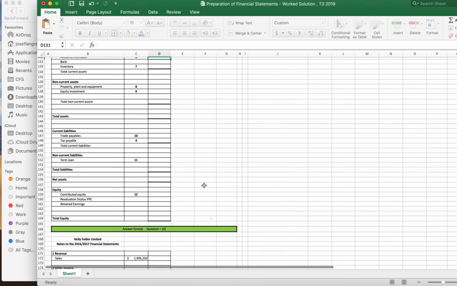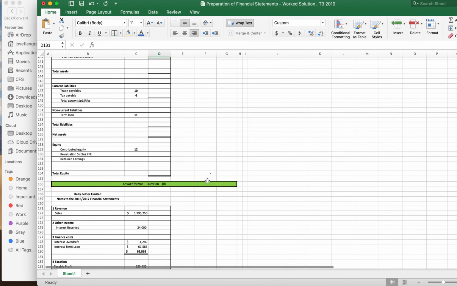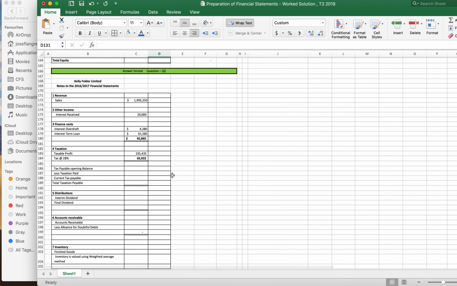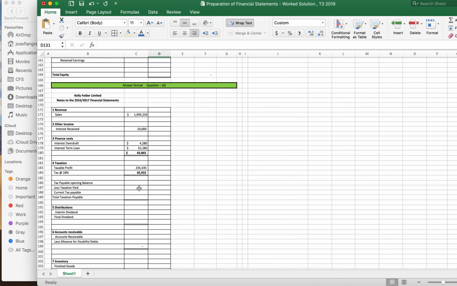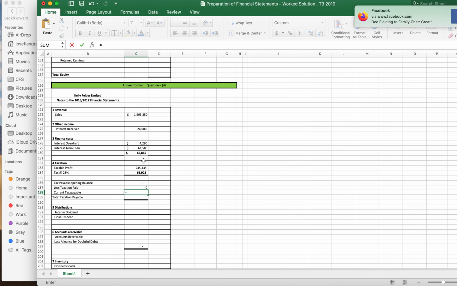Where did I get to with the notes to the accounts? Okay, I probably should finish off the notes to the accounts before I do that. Tax account opening balance, we owed nobody nothing. We didn't pay anything. The current year's tax is that amount. Right.